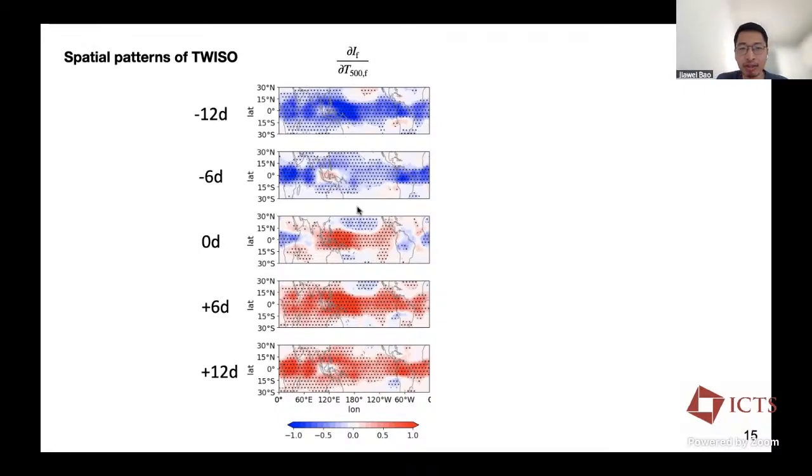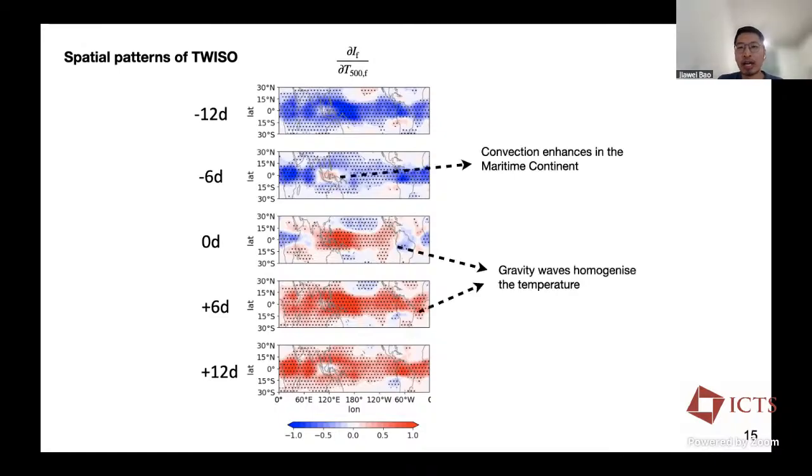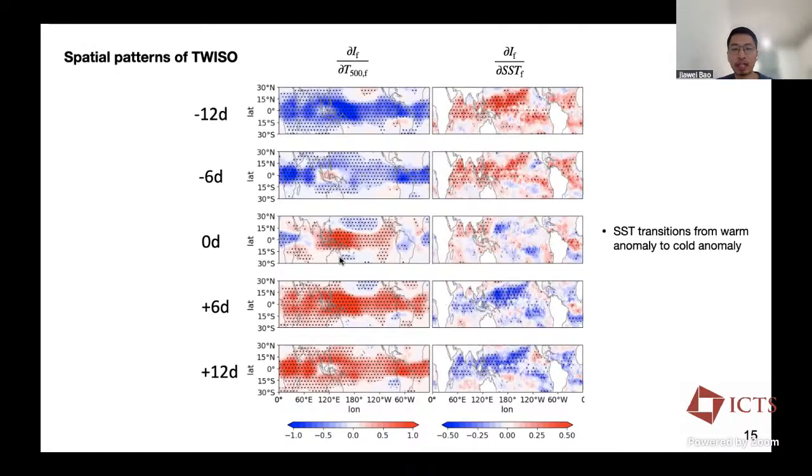And if you look at the patterns of the oscillation, it clearly shows convection-gravity wave interaction. Initially the atmosphere is unstable, then you see the warm anomaly here in the maritime continent, which signifies enhanced convective activities in this region, first appearing over the warm pool region. And then a further warming of the tropical atmosphere basically reflects gravity wave homogenization, where enhanced convection leads to enhanced gravity wave activities. This gravity wave propagates and communicates the warming signal to the rest of the tropics within about a week to 10 days. So it's a very clear convection-gravity wave interaction.